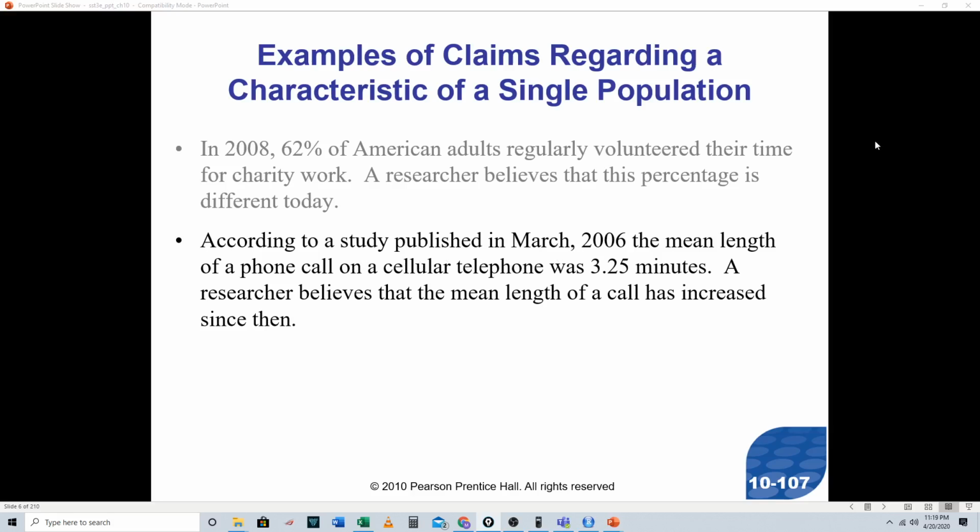All right, so here, the status quo is 3.25. So the null is that the mean length of time, mu, is equal to 3.25. They believe that it has increased. So the alternative is that the mean has increased. And that's your null and alternative hypothesis.